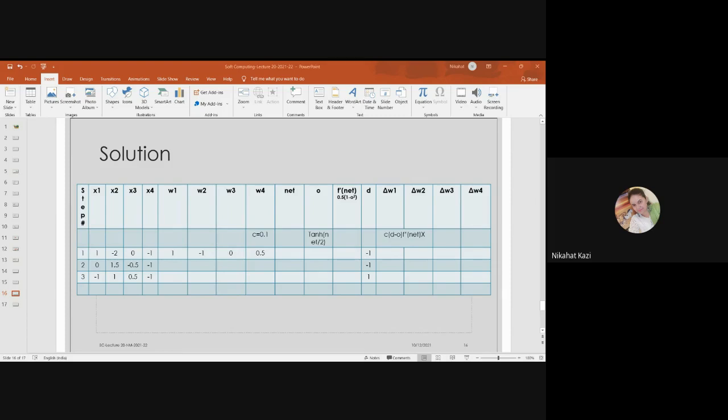If you remember, we had proved that the bipolar continuous activation function is actually the tanh function, translated and scaled. So tanh of net by 2 is the same as the bipolar sigmoid of net. Do you recollect this? Last lecture we had proved this. It becomes easy to calculate, because on your calculator it is easier to compute tanh than the bipolar sigmoid.